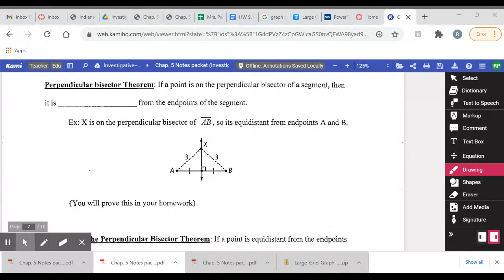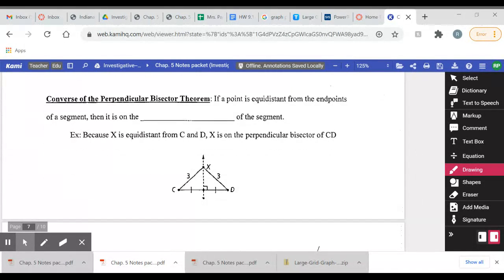So for the theorems, the perpendicular bisector theorem says if a point is on the perpendicular bisector of a segment, then it is equidistant. And that is just a fancy word for equal distance. I'm not sure why they made a new word of that. But it's equidistant from the endpoints of the segment. So in this example, it says X is on the perpendicular bisector of segment AB. So just meaning that if point X is on the perpendicular bisector, then that means it has to be the same distance away from A as it is from B. And therefore, these pieces are congruent to each other, which we can tell by the 3s that they are.